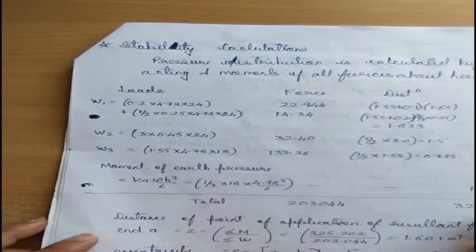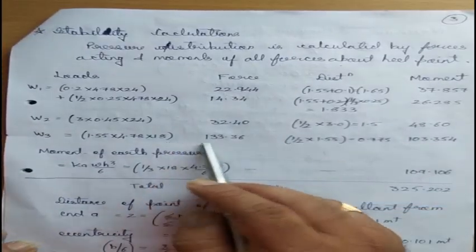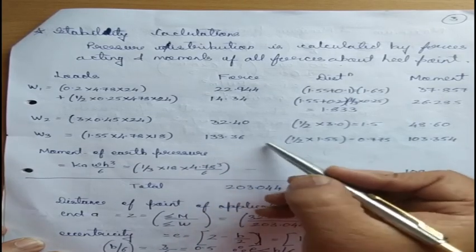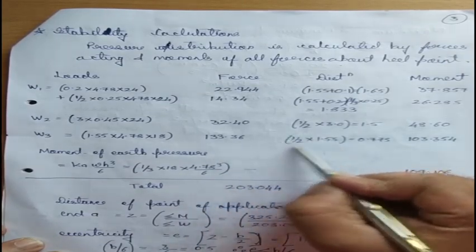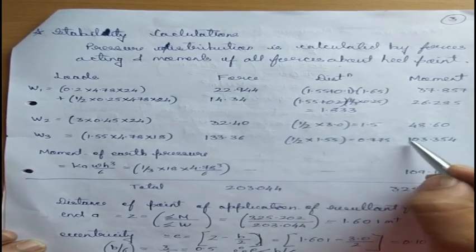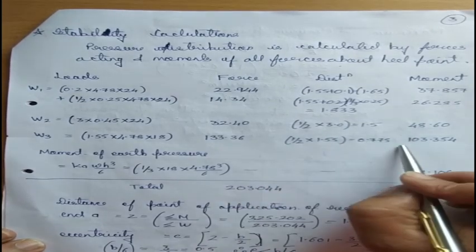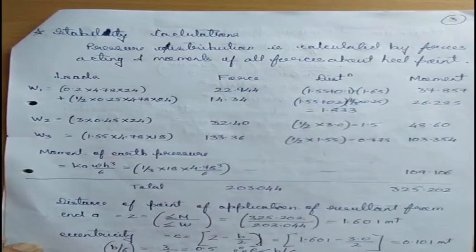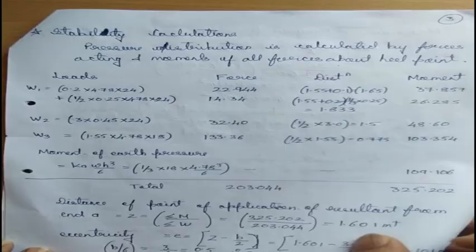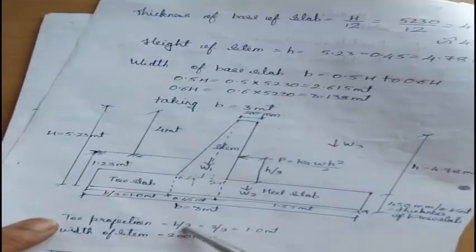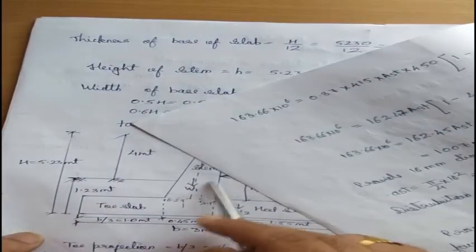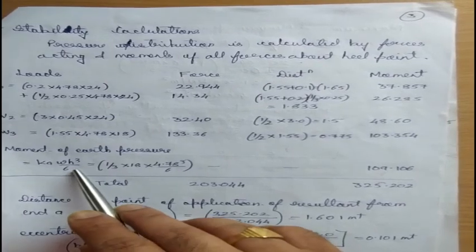So it is 1.55 into 4.78 into 18, which is 133.36, and it will be nothing but whatever is there from the heel slab. So 1.55 divided by 2, so this multiplied by this we get 103.354. These are the moments, these are the forces. And one more thing, moment of earth pressure. So here you can see the earth pressure is also having a moment as well as from this side. So that is given by the formula K into WH cube by 6.